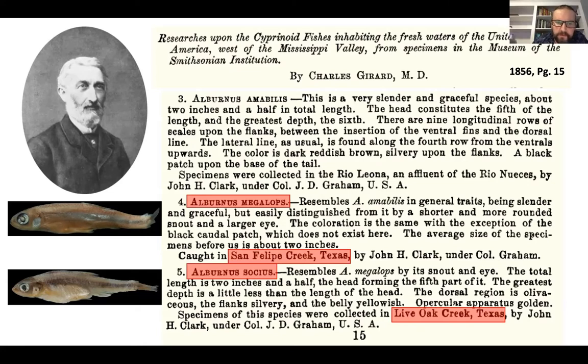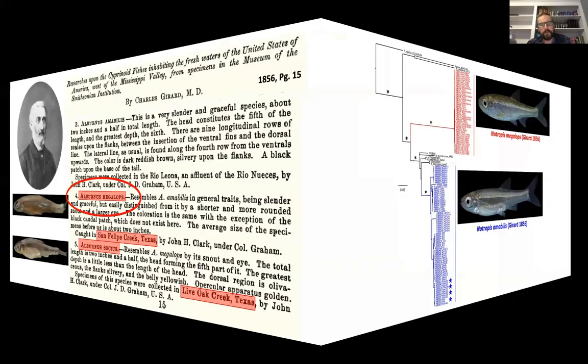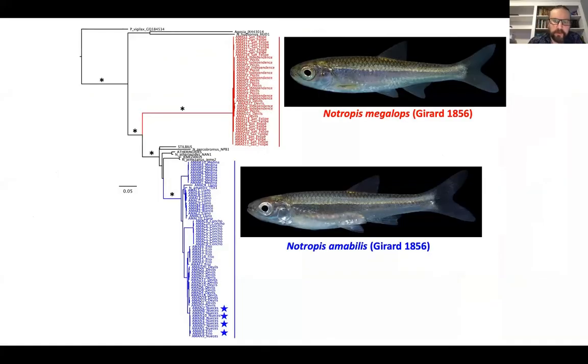And so the take-home message here is that you should always check the literature to make sure that you're not creating a synonym. Someone may have already described the species that you think is a new species. And of course, because of the rule of priority, the oldest name available has to be applied. And so we were able to reinstate Natropus megalops.